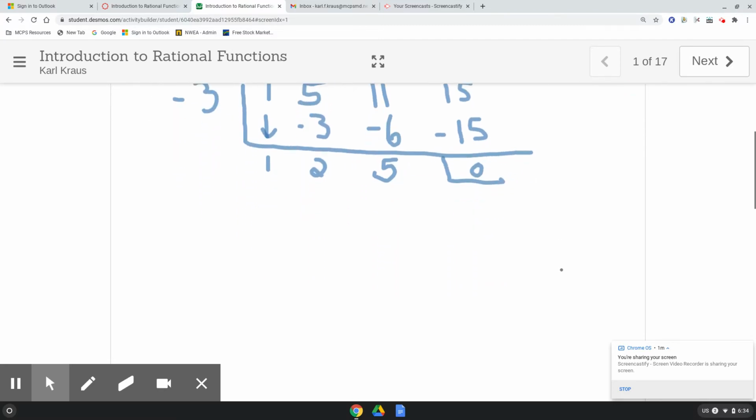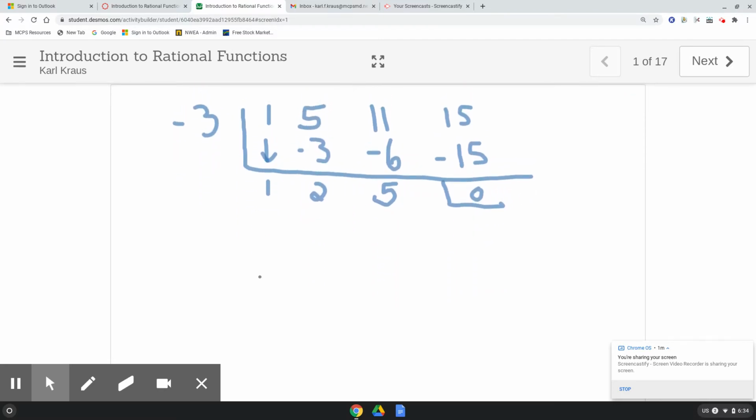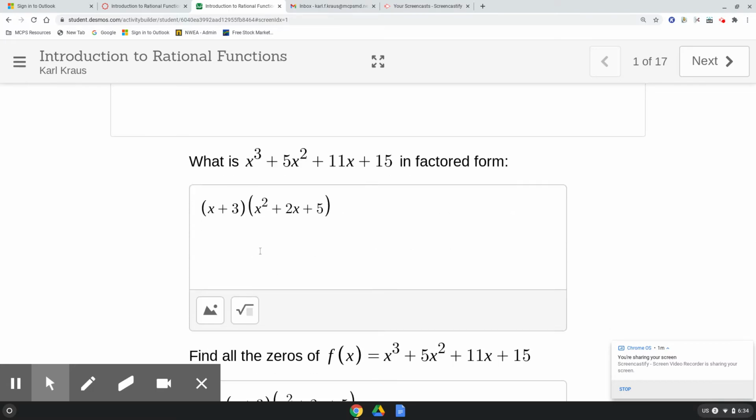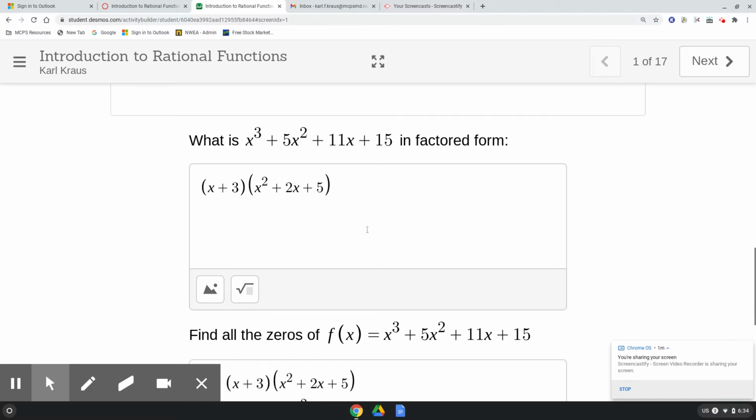So x plus 3 is a factor. The answer you get here is x squared, so 1x squared plus 2x, 1 less than the degree of the expression you started with, plus 5. And then in factored form would be x plus 3 times x squared plus 2x plus 5.